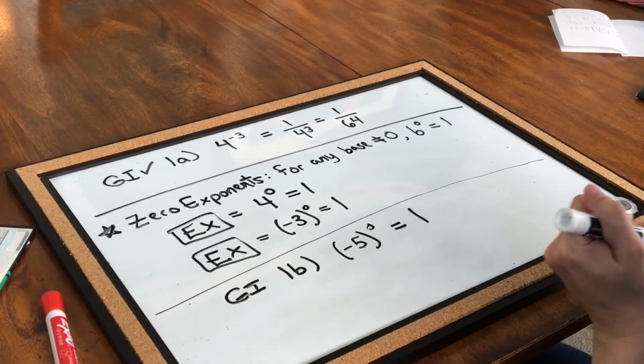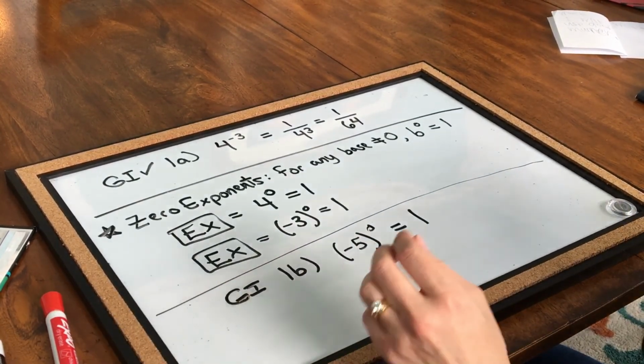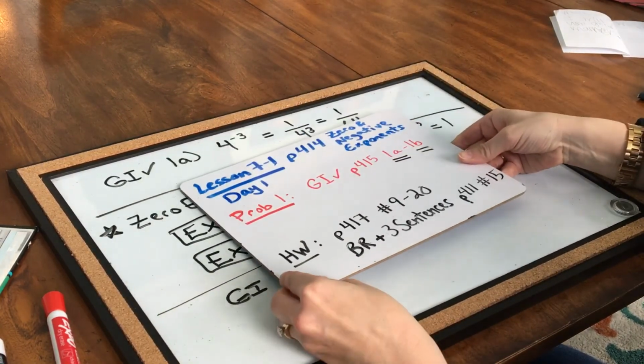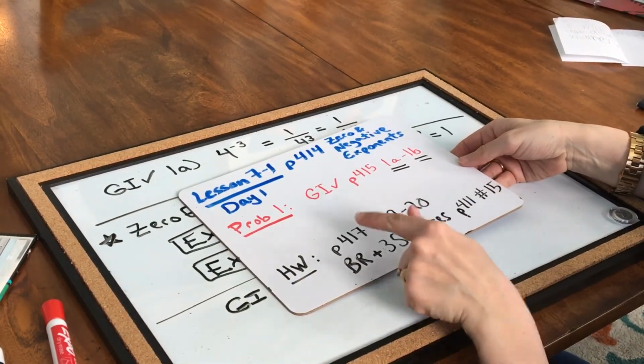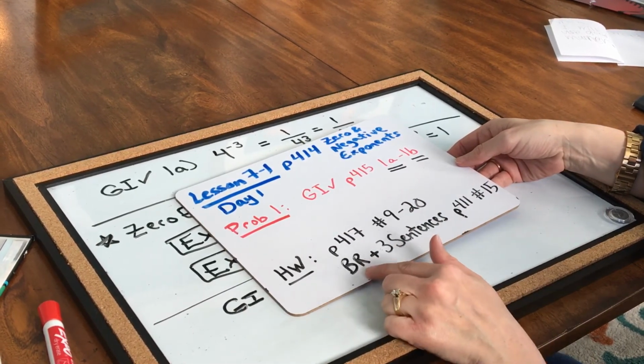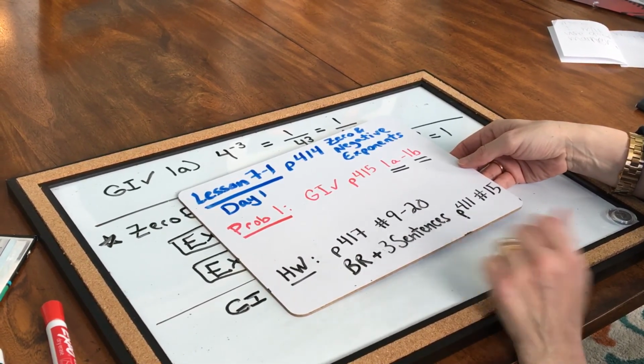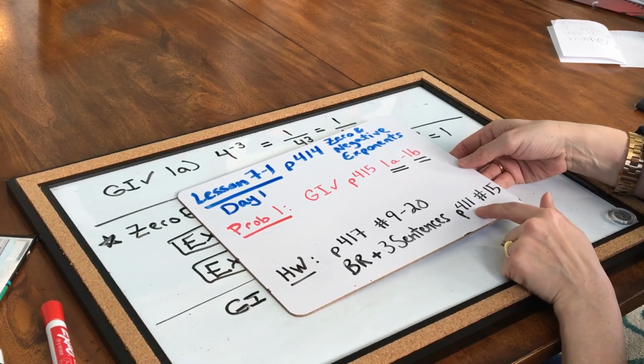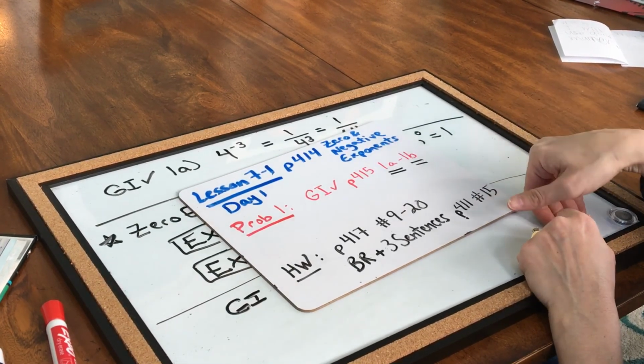Okay, folks, I think you are ready for your homework. So remember, you can find your homework on Google Classroom, page 417, numbers 9 through 20, and also do your bell ringer in 3 sentences on that page as well. Your bell ringer is page 411, number 15.